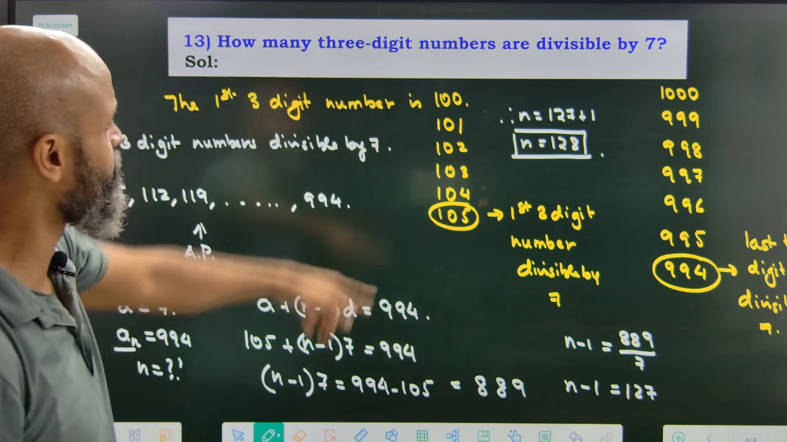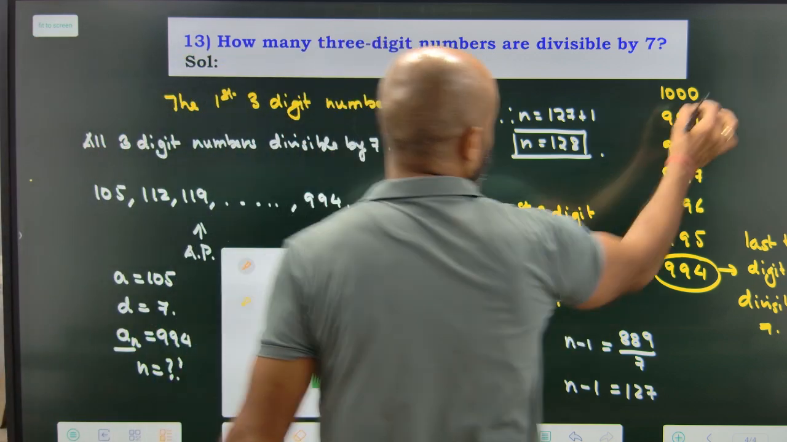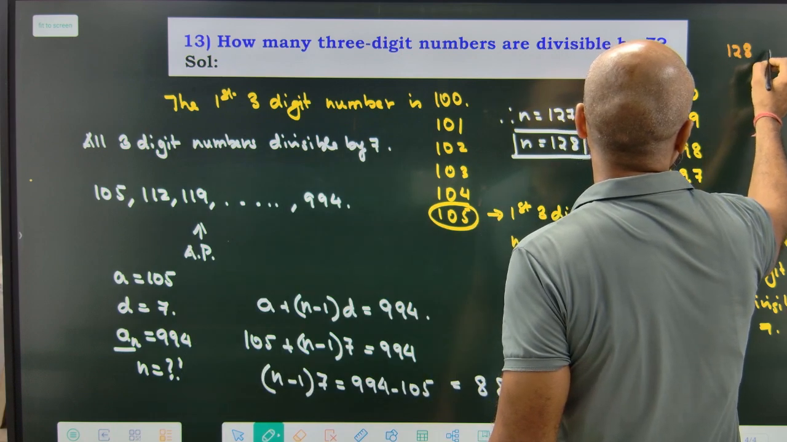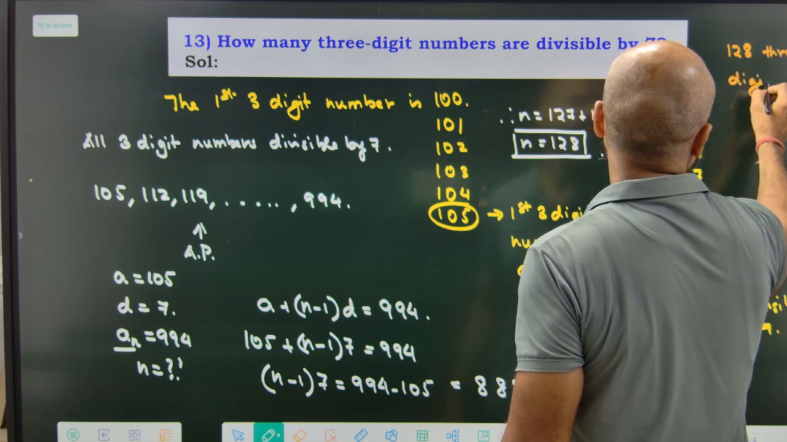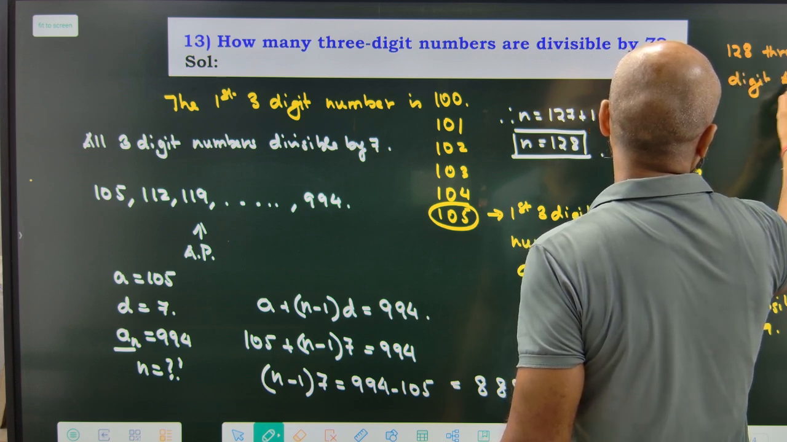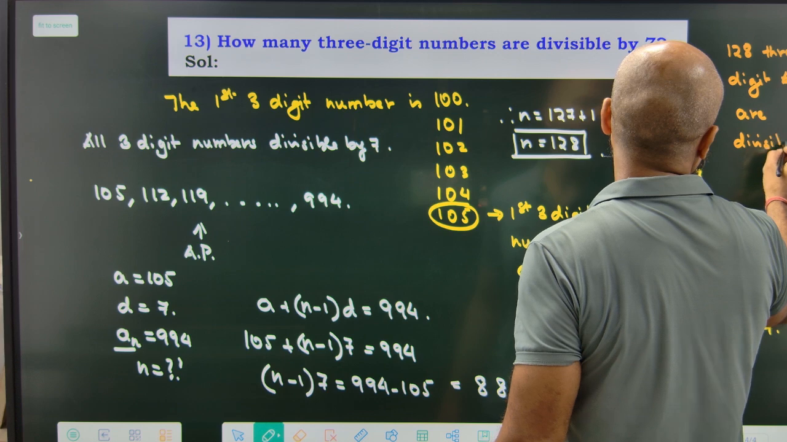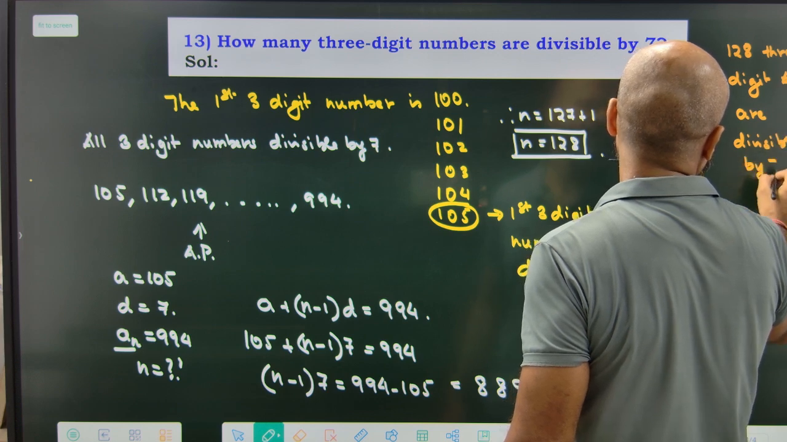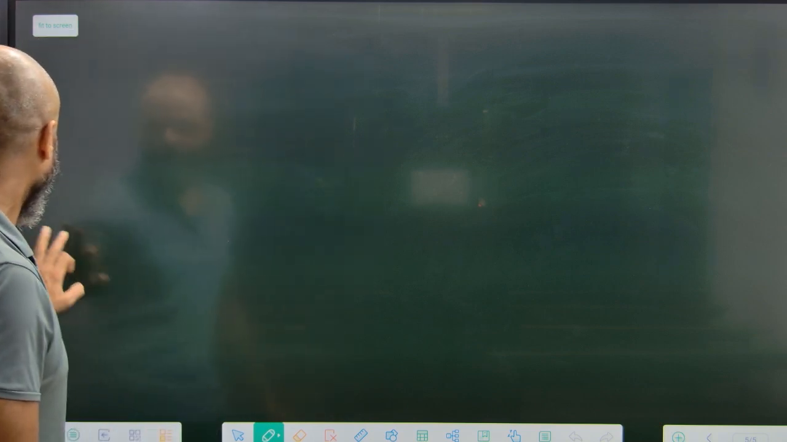So how many 3-digit numbers are divisible by 7? There are 128 3-digit numbers divisible by 7. Okay, 128. So that basically solves the problem.